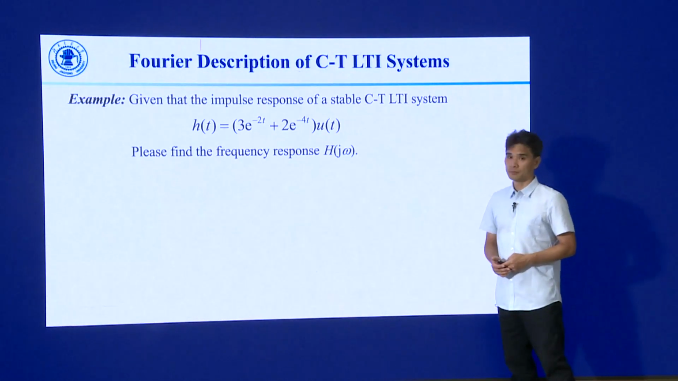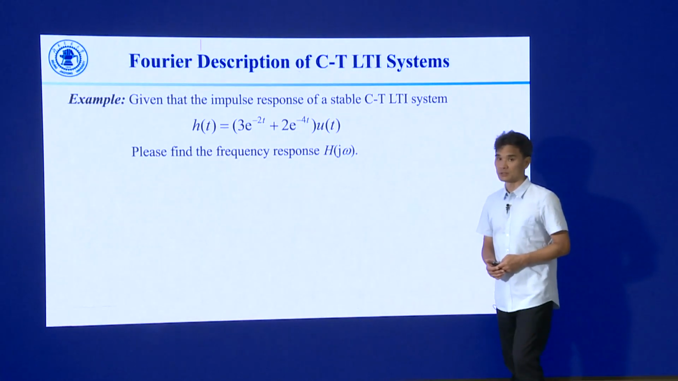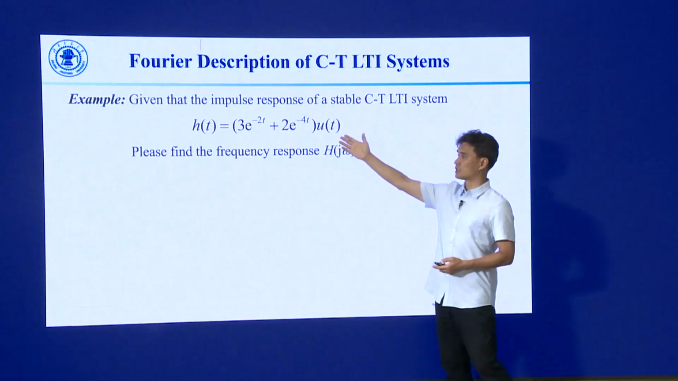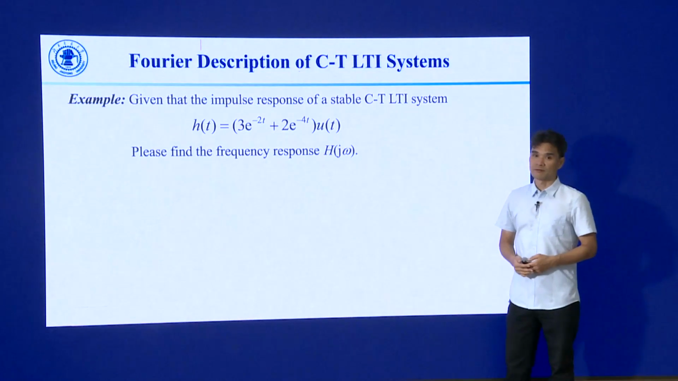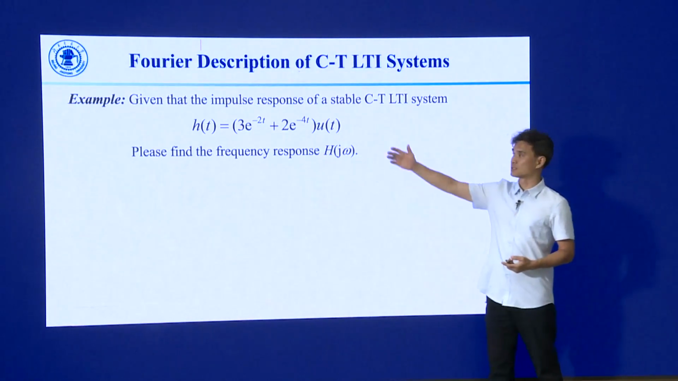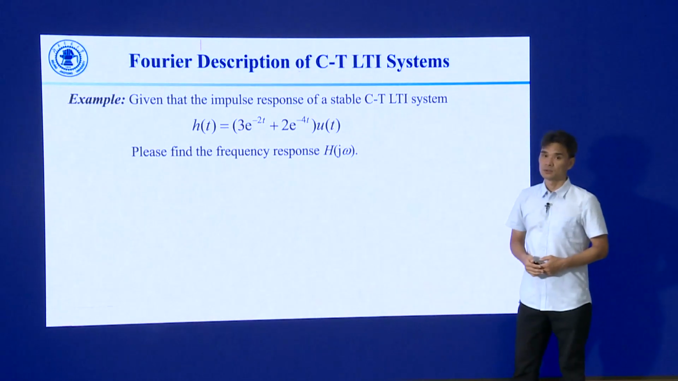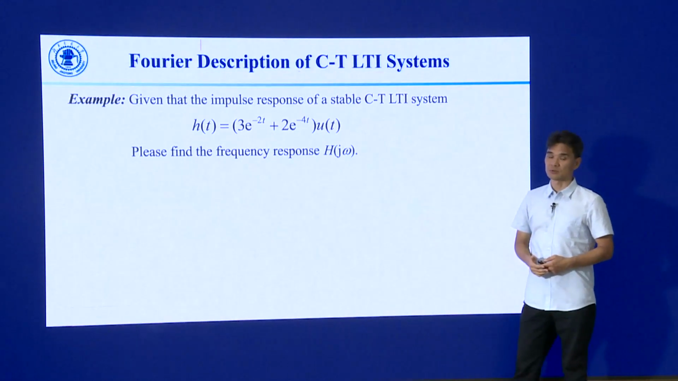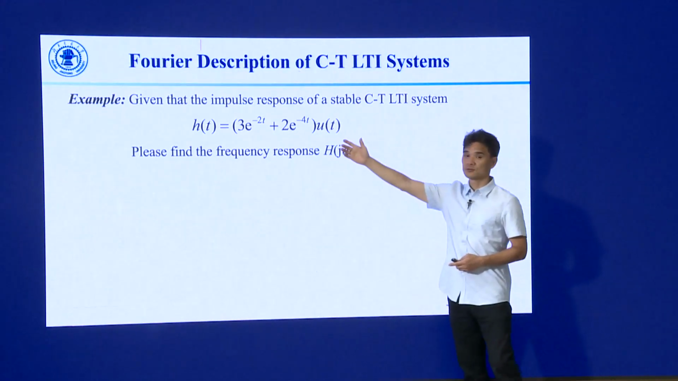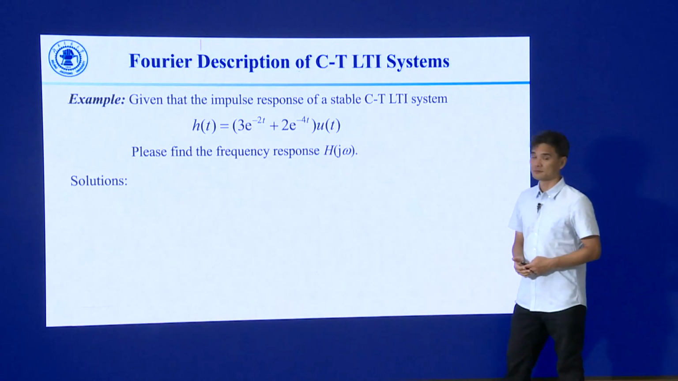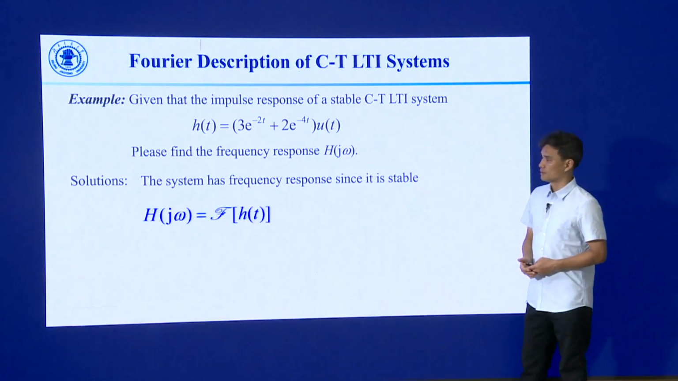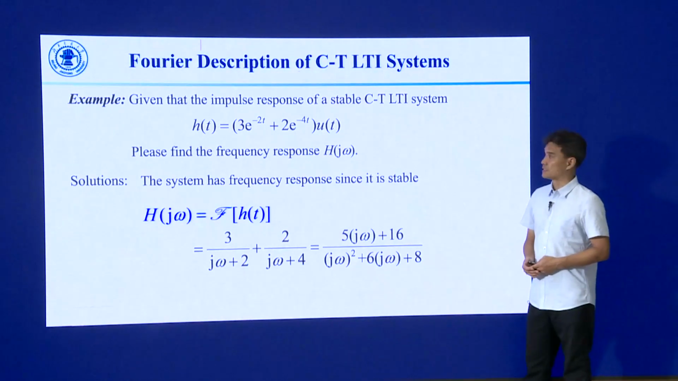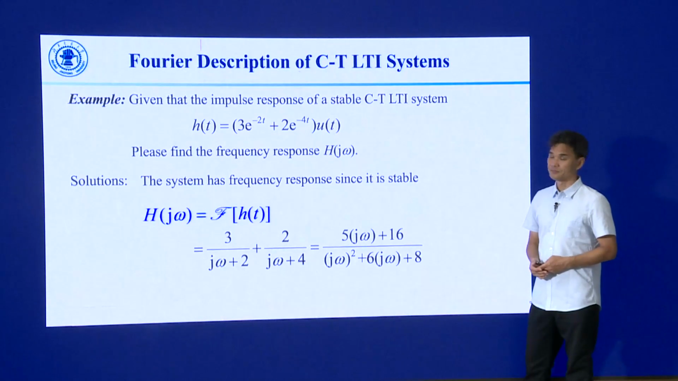There's one more example of how we can use the definition to help us describe the system in the frequency domain. Here is the system. We give the impulse response. So this is a description in the time domain. How can we describe the same system in the frequency domain? We can simply do the Fourier transform to get the system's frequency response. That is pretty straightforward. This is the system's frequency response.